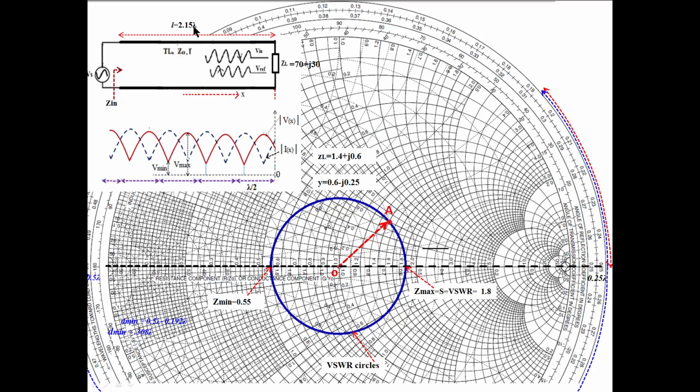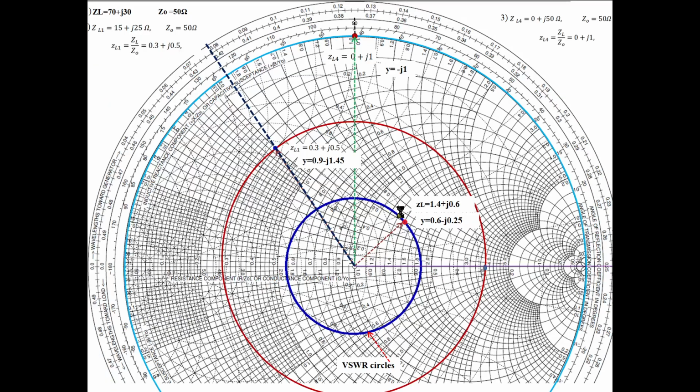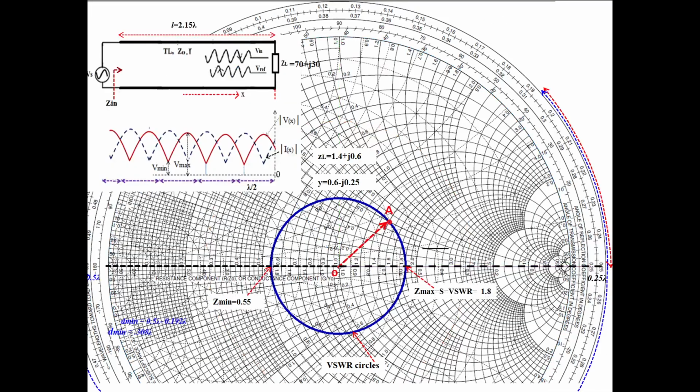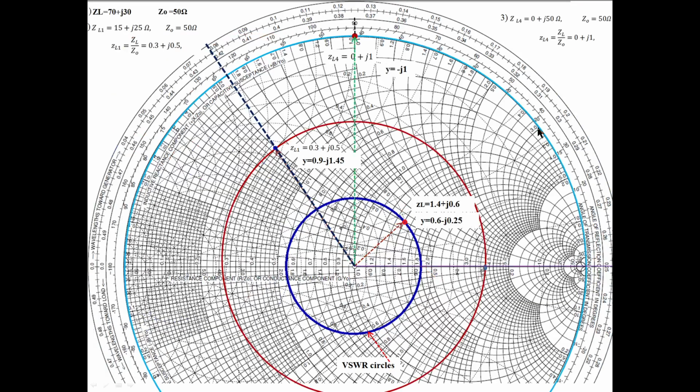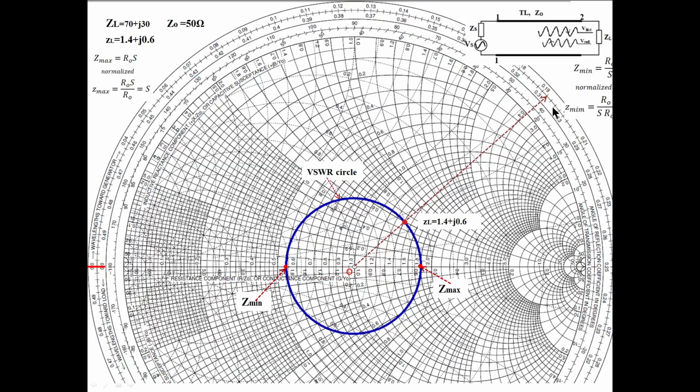At 2 lambda, you should move another 0.15 lambda. So from here, 0.15 means, think how many divisions there are. 0.5 means the entire circle we have to move. On the wavelength scale, 0.15 means 15 divisions we have to move from here. Starting from the load point here, 1.4, you move 15 divisions.